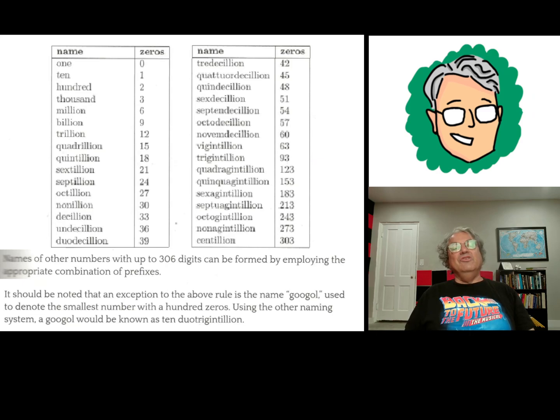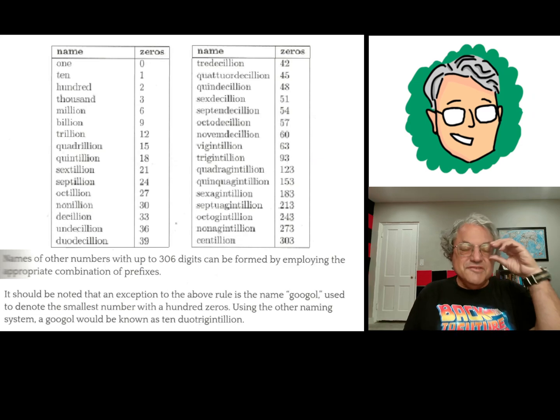But anyway, just thought I'd mention that. And then beyond decillion, we have to use Latin names for things bigger than 10. So then we've got undecillion, I don't even know how to pronounce that. And duodecillion, tridecillion, quatordecillion, quindecillion, sexdecillion, sept.